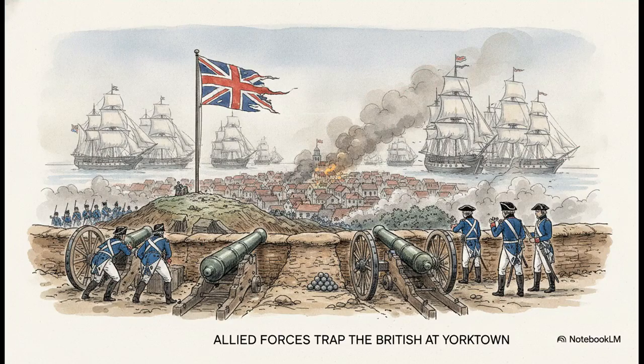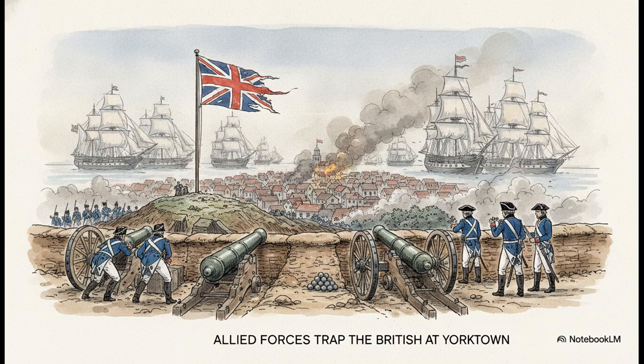In 1781, the decisive trap is finally sprung at Yorktown, Virginia. George Washington, alongside French forces under General Rochambeau, surrounds the British by land, while a massive French fleet blocks any escape by sea. It was an absolute checkmate. Completely outmaneuvered and relentlessly bombarded, British General Cornwallis is forced to surrender. The major fighting was over.